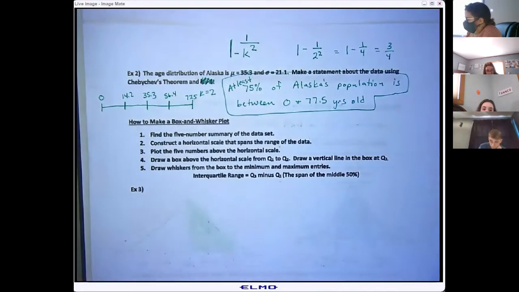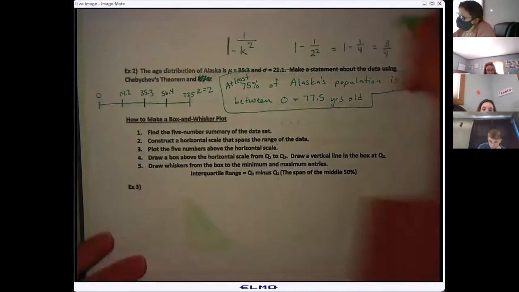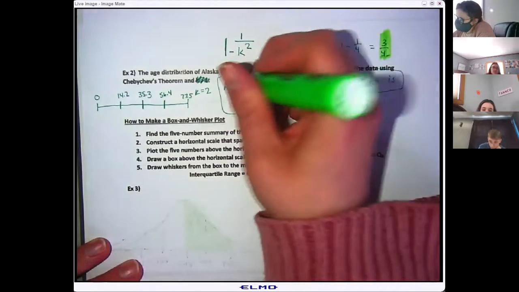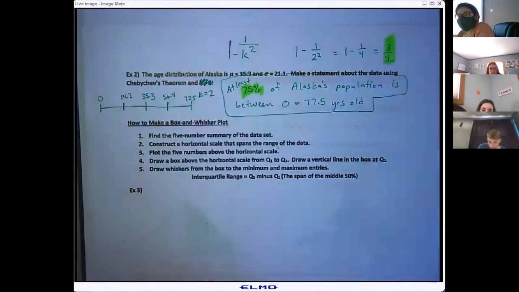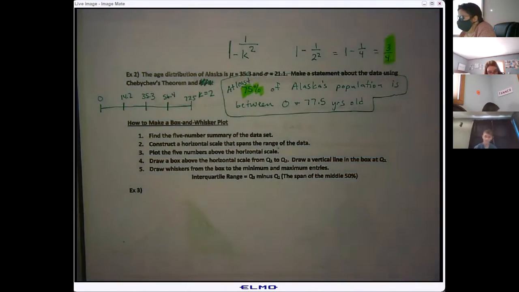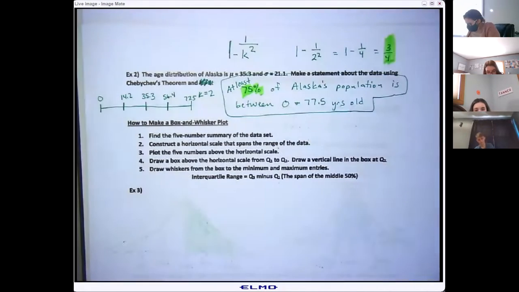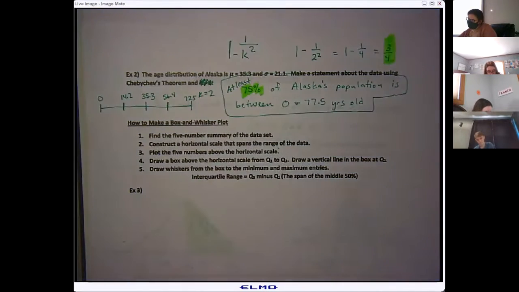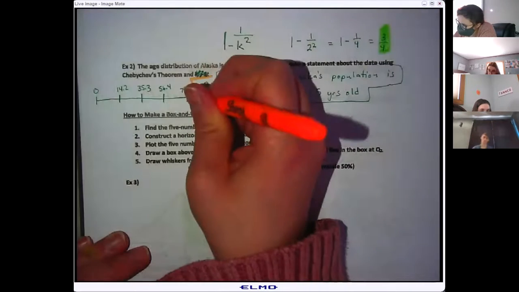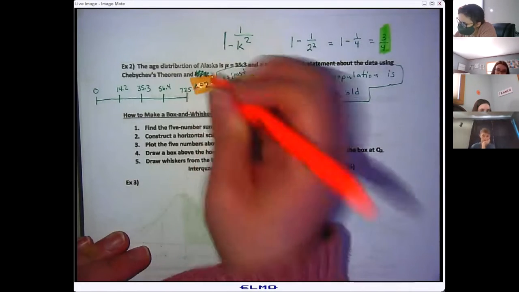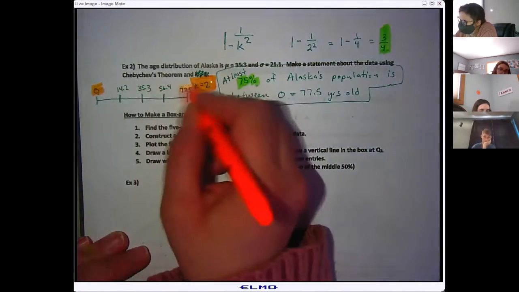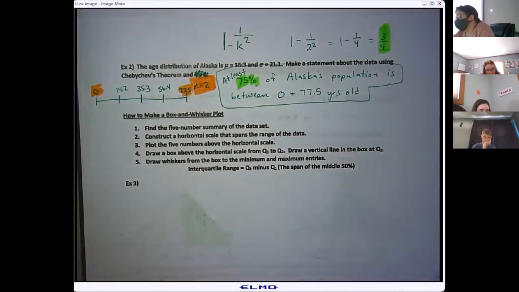So here's how I got my information. The 3/4 was right here, that 75%. That was from that formula, right? And then because I said K was 2, that's how many standard deviations away you are. That's why I went 2 above and 2 below.